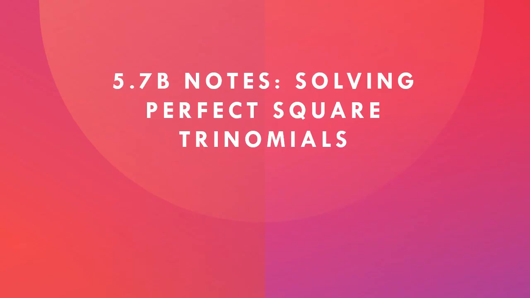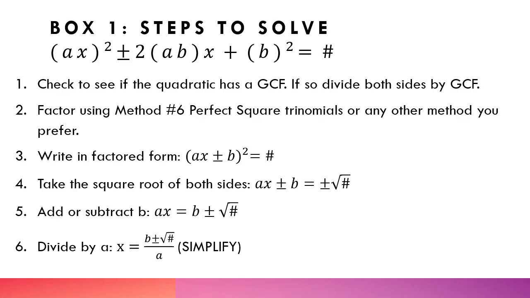Okay, so 5.7b, notes on solving perfect square trinomials. If we remember, we talked about perfect square trinomials, and what it comes down to is your factors are x plus or minus a value squared, right?